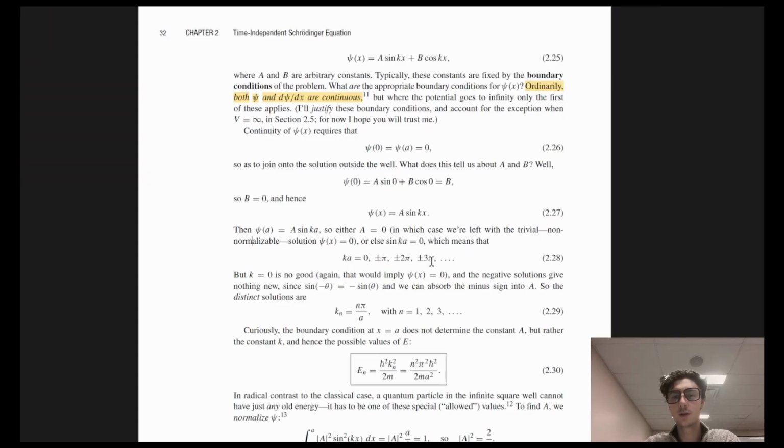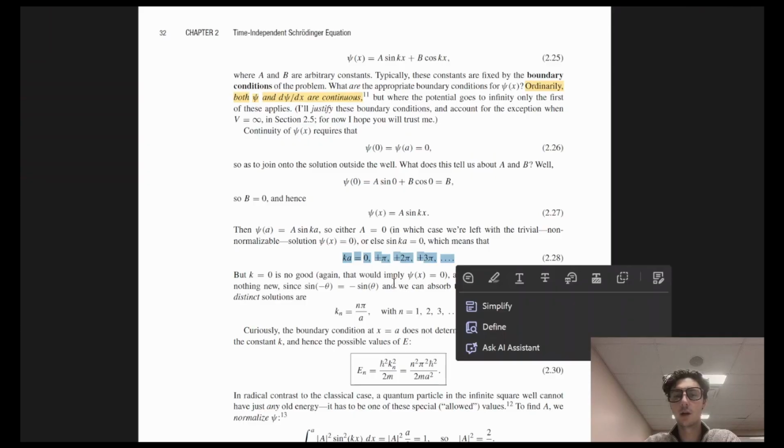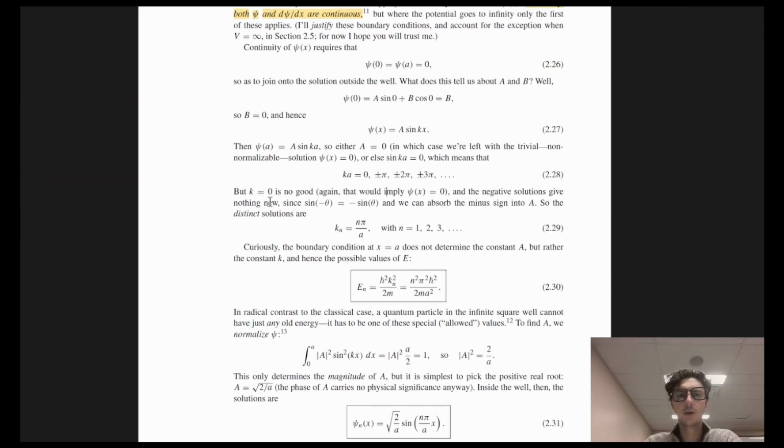because sine of any integer multiple of pi, positive or negative, or 0 gives you 0. So that makes this equation here valid. So we get this constraint from applying one of the boundary conditions. But k equals 0 is no good. Again, that would imply psi of x equals 0.